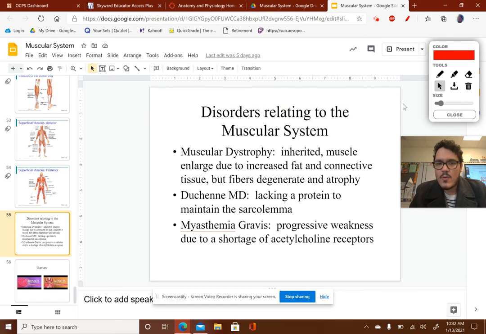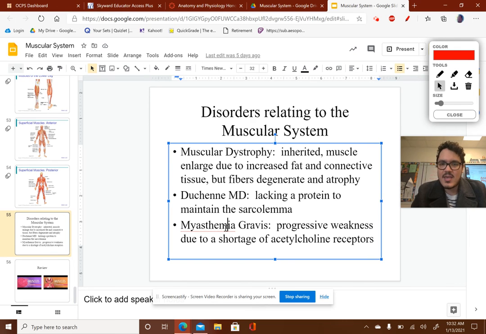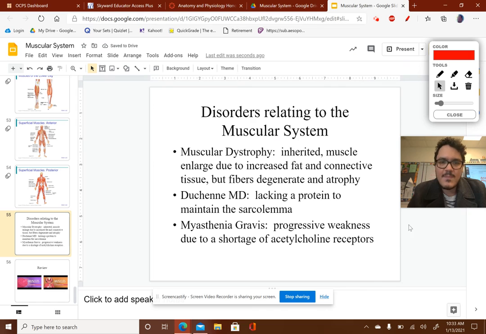Finally, to conclude, we have some disorders that can affect the muscular system. I actually should fix this while we're here, so go ahead and do that. Muscular dystrophy, Duchenne muscular dystrophy, and myasthenia gravis.